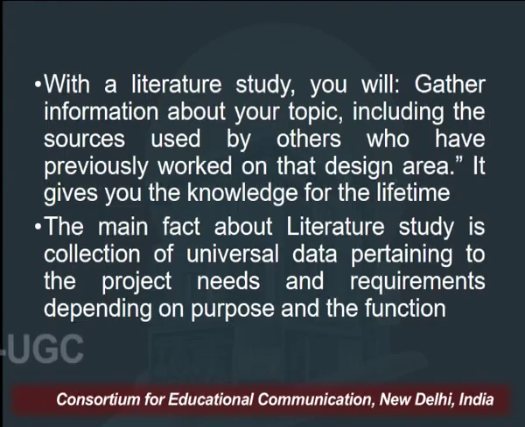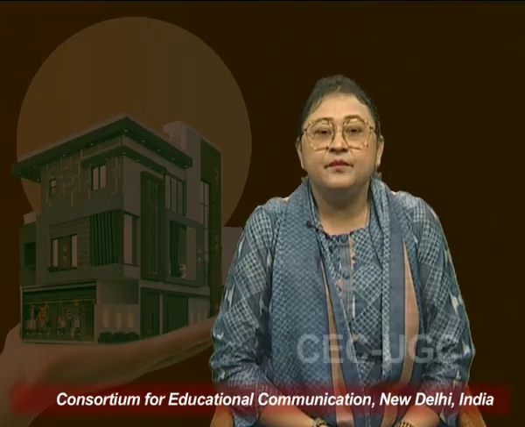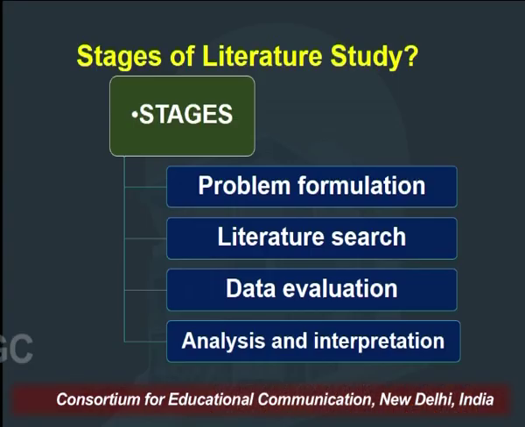The stages of literature study are divided into 3 important parameters. First is the problem formulation, which we have already discussed in the previous session. Second is the literature research. Third is the data evaluation. Whatever literature you are going to gather, the data from that literature needs to be evaluated so that proper analysis and interpretations can be made.